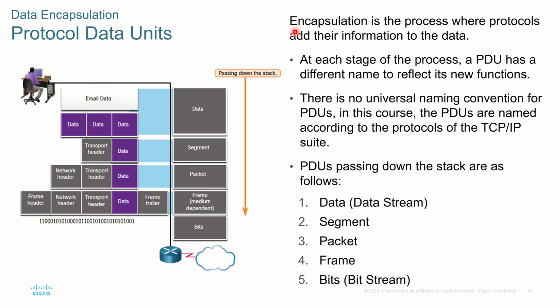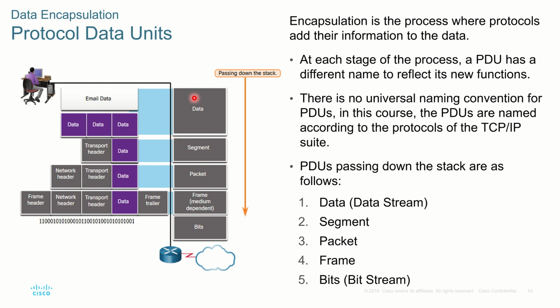The next terminology is encapsulation. Encapsulation is the process where protocols add their information to the data. At each stage of the process, a PDU has a different name to reflect its new function. PDU is the protocol data unit. For example, first when you are emailing data, like a file, we call the PDU data. Then when you pass down the TCP/IP suite or TCP/IP stack, more information is added to the header of the data.